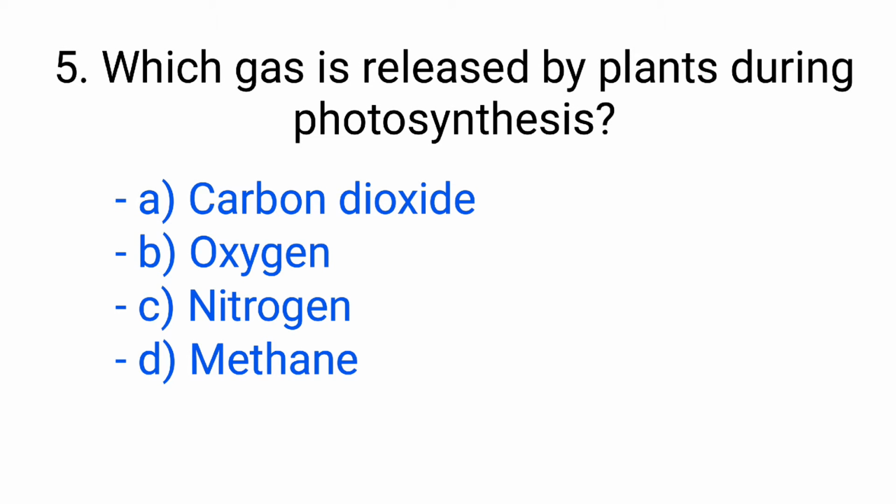Question number 5. Which gas is released by plants during photosynthesis? Option A. Carbon dioxide. B. Oxygen. C. Nitrogen. D. Methane. The correct answer is option B. Oxygen.